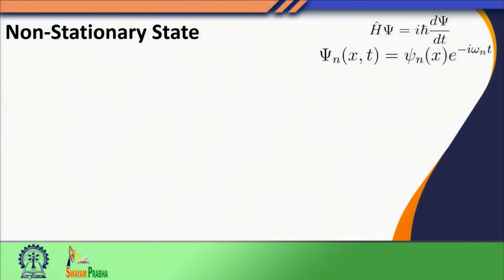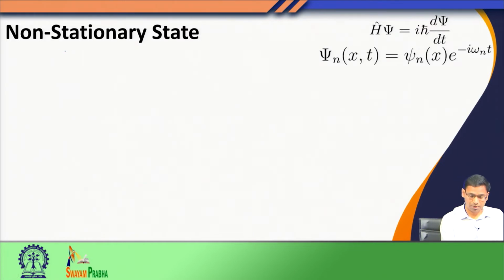Hello students, welcome to today's class. In the last class, we discussed the time dependence of the wave function by discussing the time dependent Schroedinger equation. We discussed the stationary states and non-stationary states. We call a state a stationary state when its probability density does not change with time. On the other hand, we defined a non-stationary state where the probability density of the state depends on time.